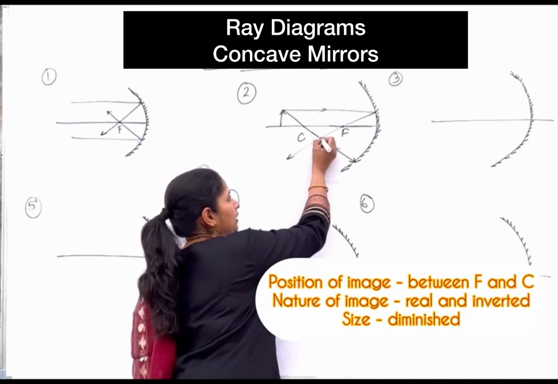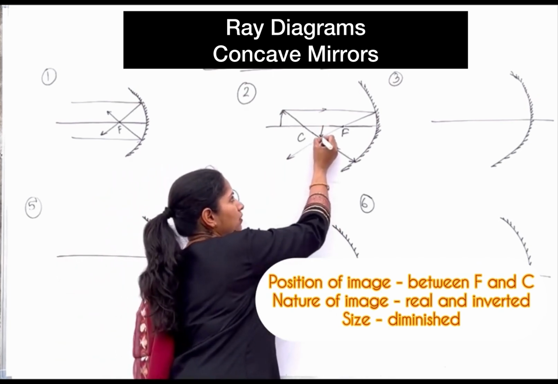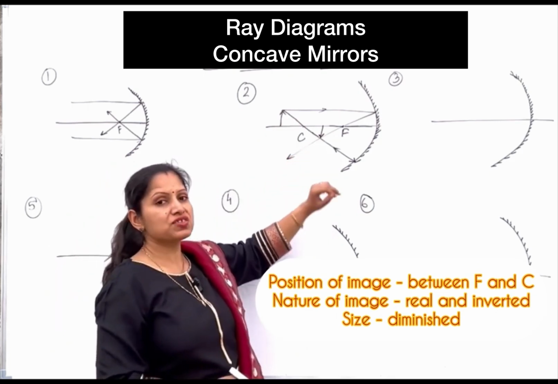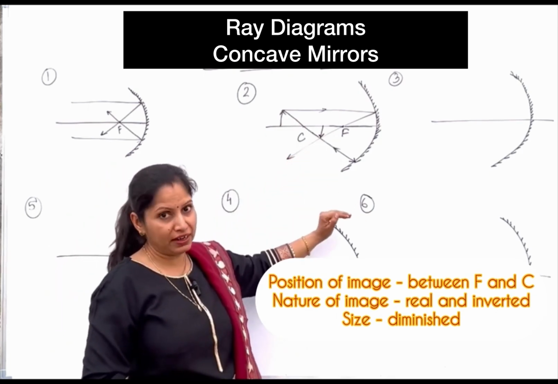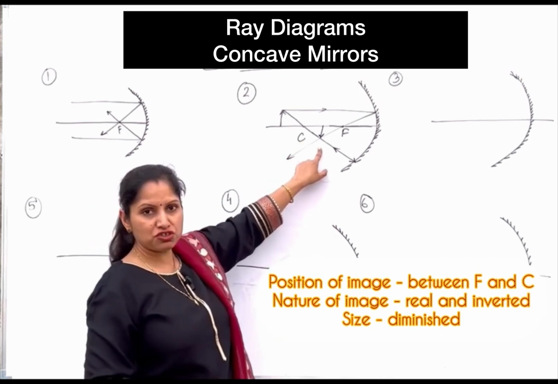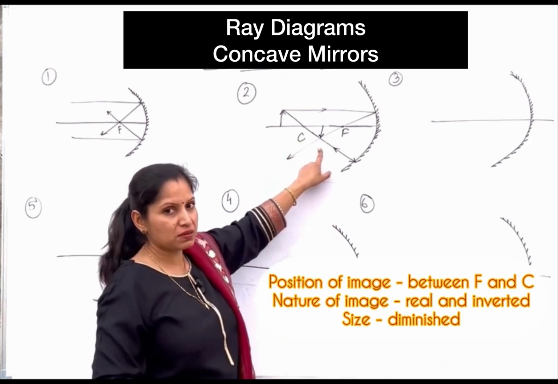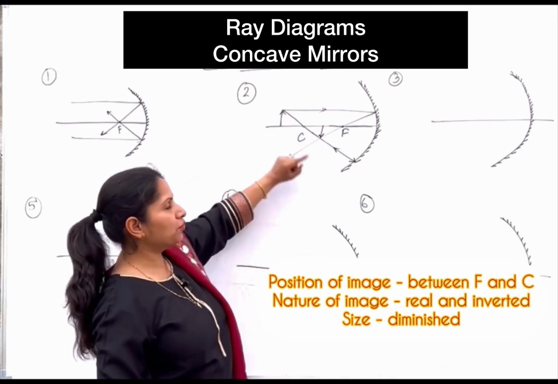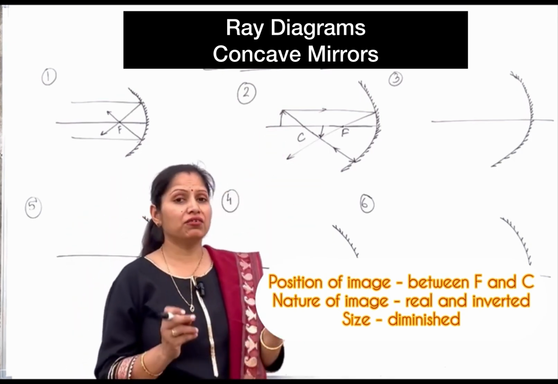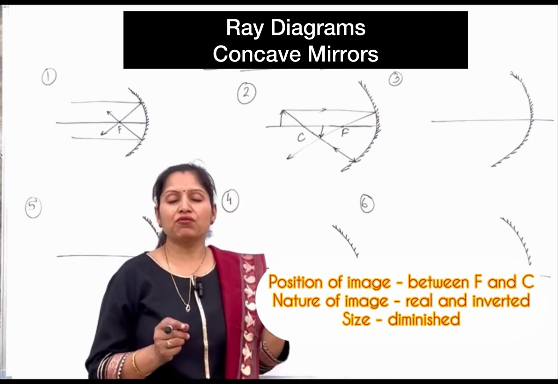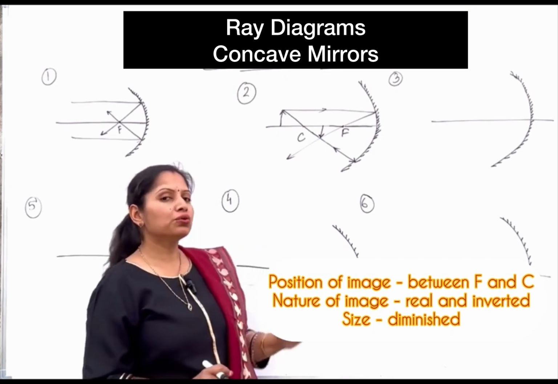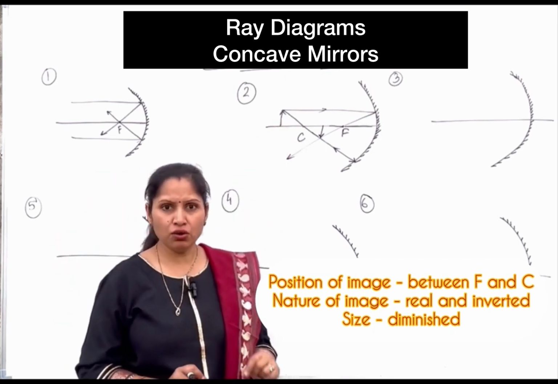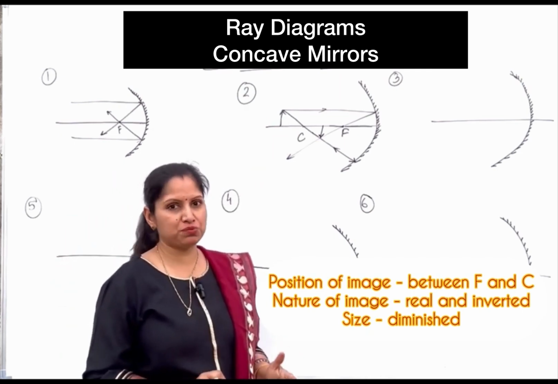So where will the image be formed? The image is formed here. It's below the principal axis, so it's a real and inverted image. Real and inverted image is formed because it is below the principal axis. Okay, the size of the image, if you compare it in your diagram, if you have taken proper measurements, if you have drawn it using a scale, then your image will come out automatically. That will be smaller than the object. The image will always be smaller than the object.